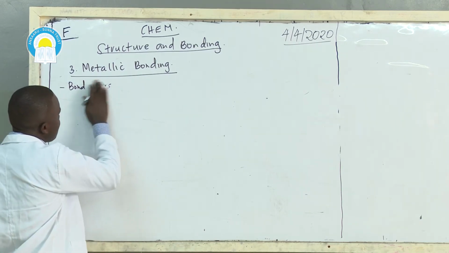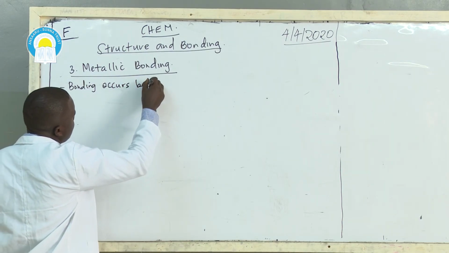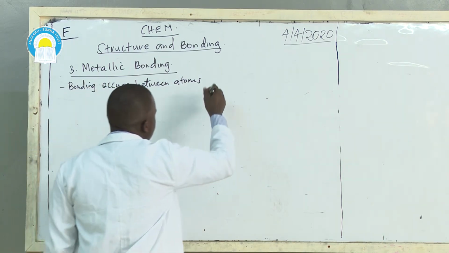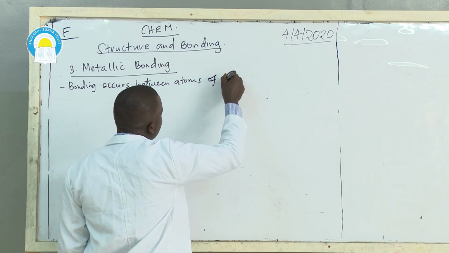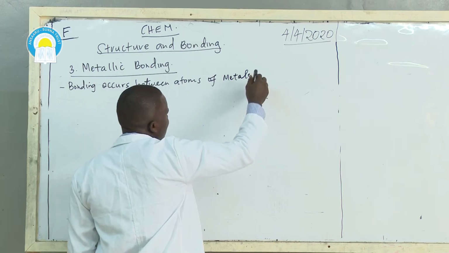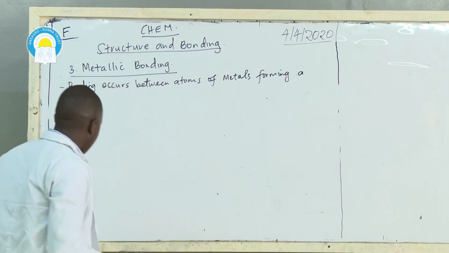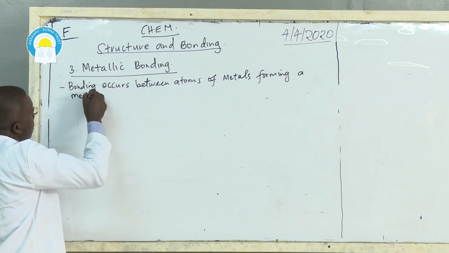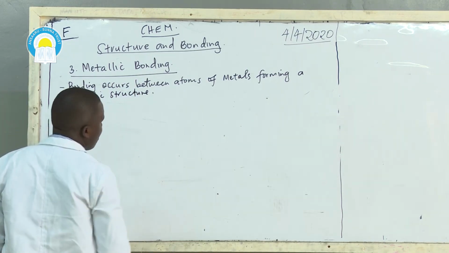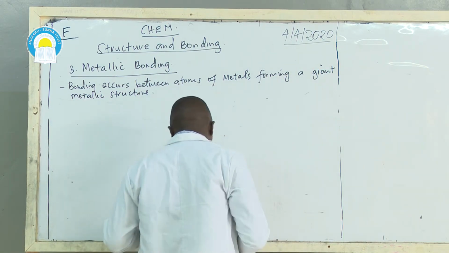So bonding occurs between atoms of metals, forming a metallic structure, forming a giant metallic structure.